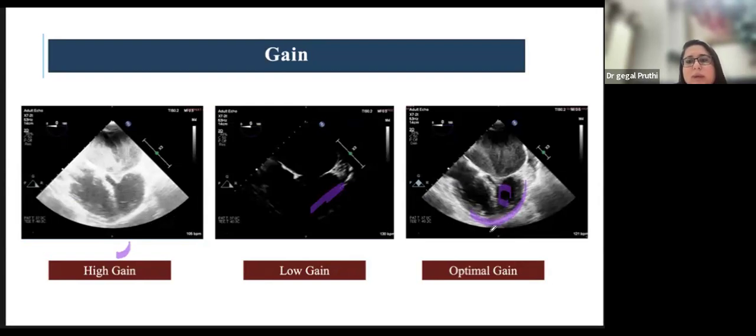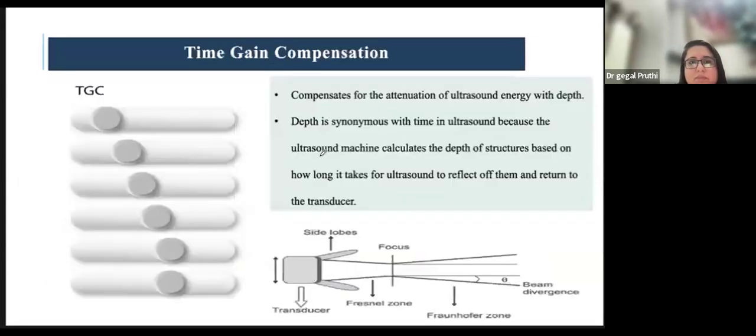So optimal gain is very important, and it should be set at a minimum level and then increased incrementally. And eliminating operating room light also helps in preventing the high gain. With too low gain, you will miss some low amplitude signals such as LV thrombus.